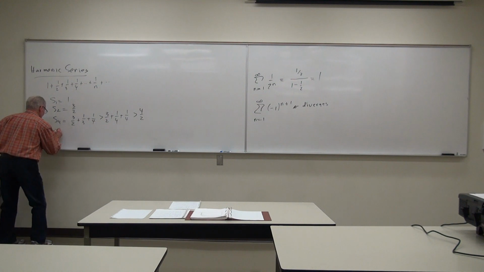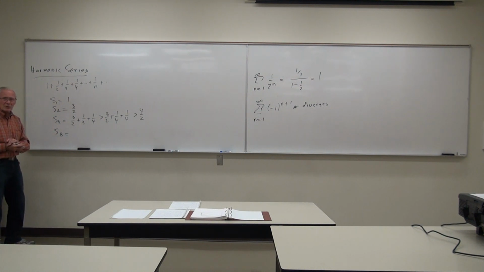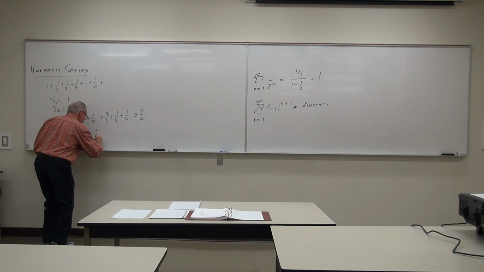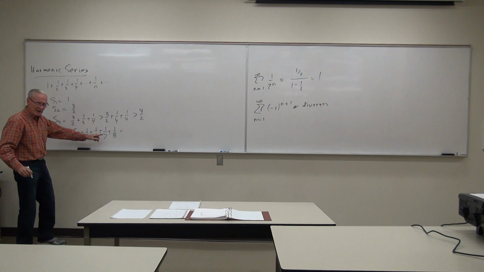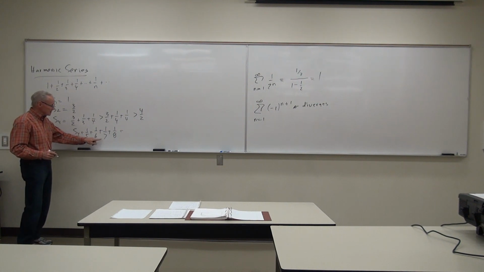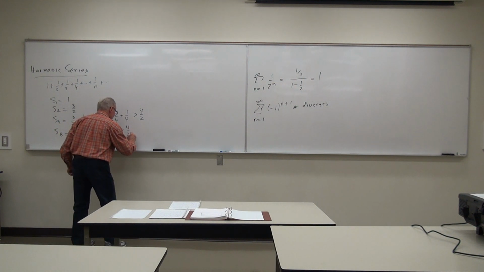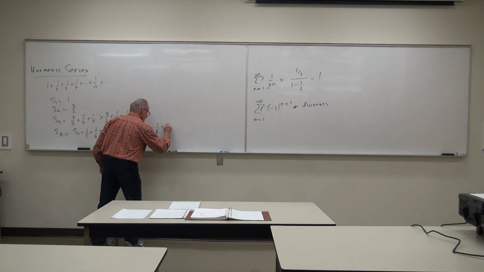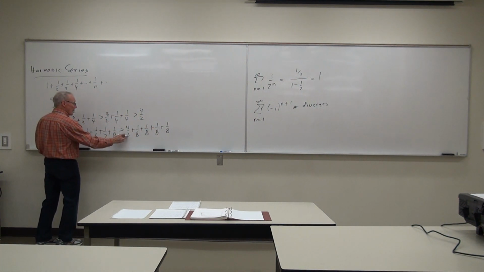I'm going to look next at S sub 8, and you can see the numbers that I'm looking at: 1, 2, 4, 8. Next one is probably going to be 16. But let's look at it. That's the sum of the first 8 terms. Would you agree that that's S4 plus 1 over 5, 1 over 6, 1 over 7, and 1 over 8? That's what the sum of the first 8 terms is: the sum of the first 4 plus the 5th, the 6th, the 7th, and the 8th. Would you agree that that's bigger than 4 halves plus 1 over 8 plus 1 over 8 plus 1 over 8 plus 1 over 8? All I've done is replace this by that.